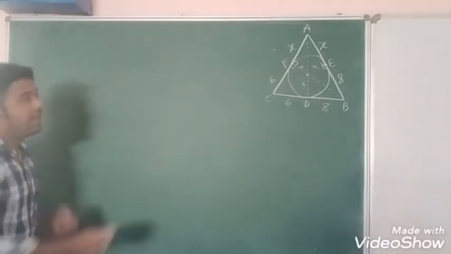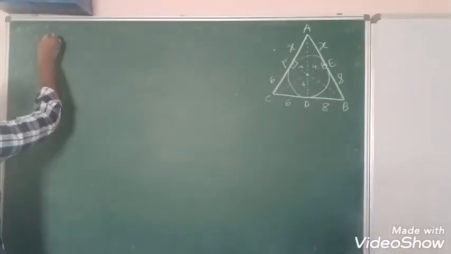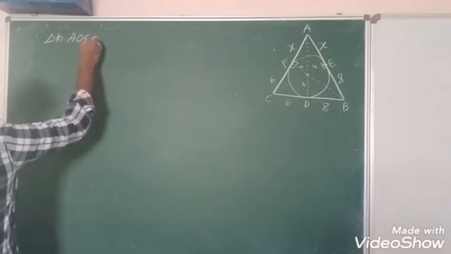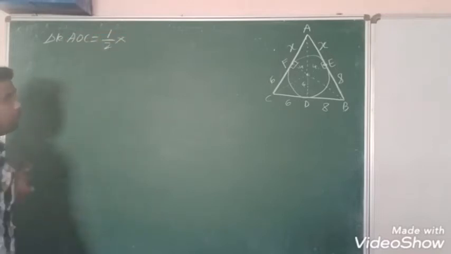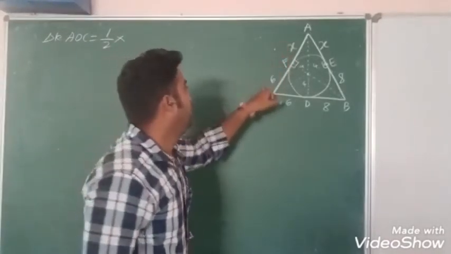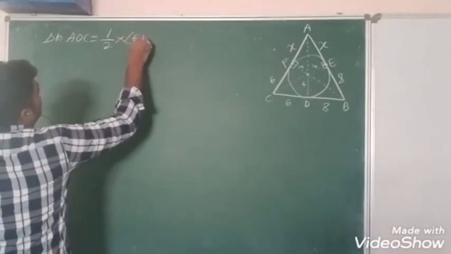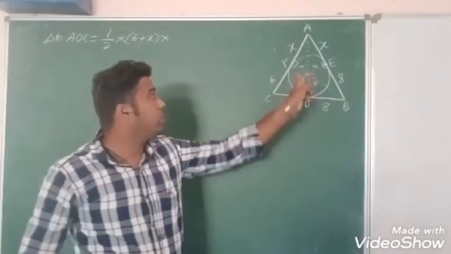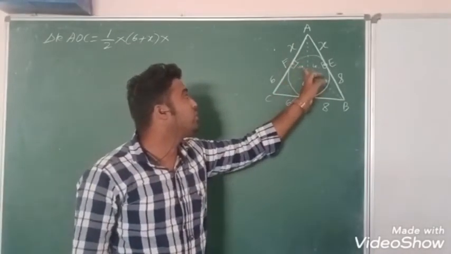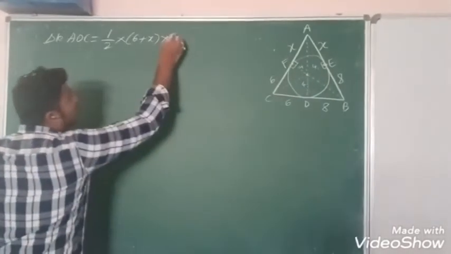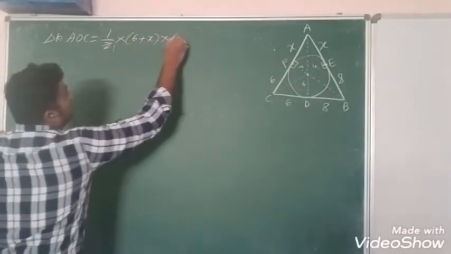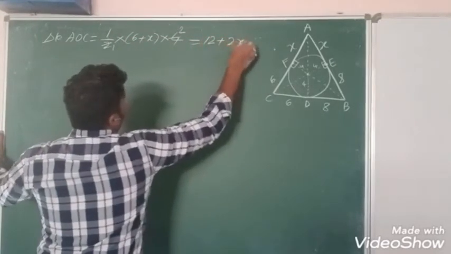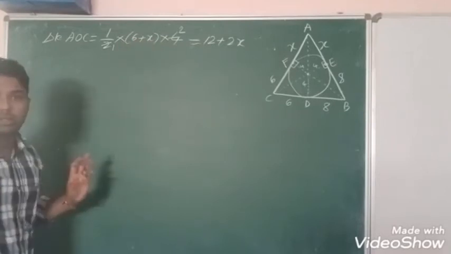Now the first small triangle I will take is triangle AOC. Area is half into base into height. So the base is 6 plus x, or x plus 6, both are the same, into the height. For all the 3 inside triangles the altitude is their radius, which is 4, 4 and 4. So here I write 4. 2 ones are 2, 2 2s are 4. If you multiply, you get 12 plus 2x. Here only multiply: 2 6s are 12, and 2x.